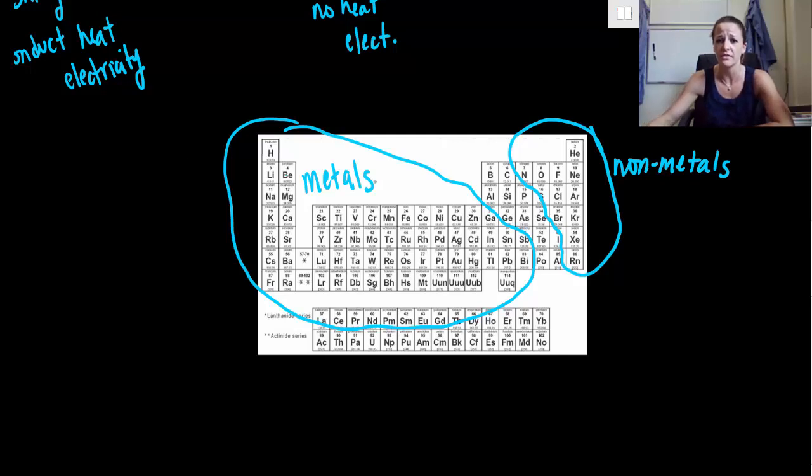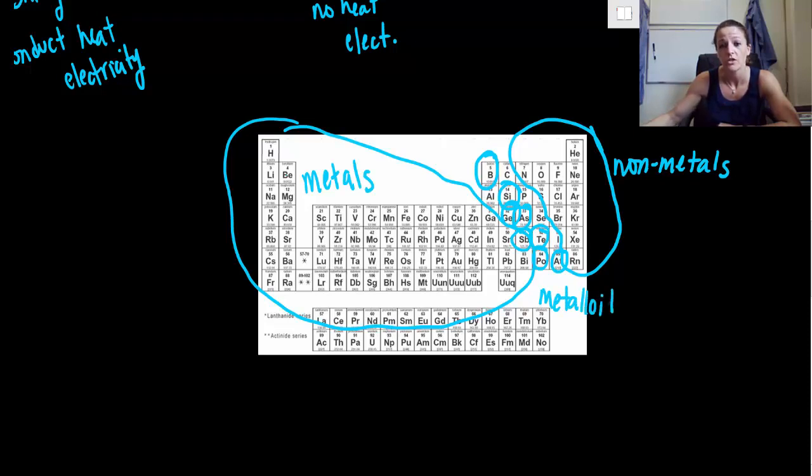And then there are 8 different elements here in the center that are considered our metalloids. You can't classify them as either a metal or a nonmetal. They are considered metalloids because they have properties somewhere in between. The 8 that I want you to be able to pull out are boron, silicon, germanium, arsenic, antimony, tellurium, polonium, and astatine. So those are your 8 metalloids. So right there.